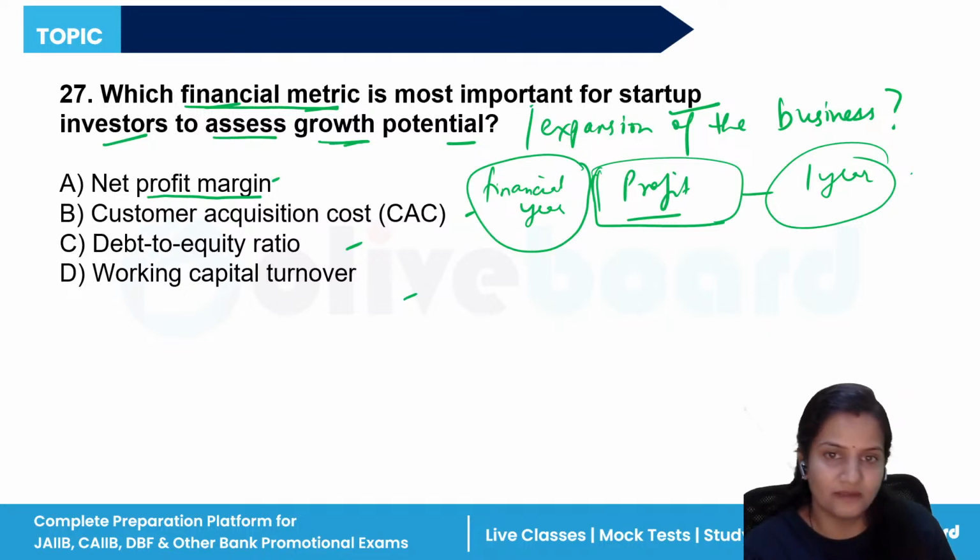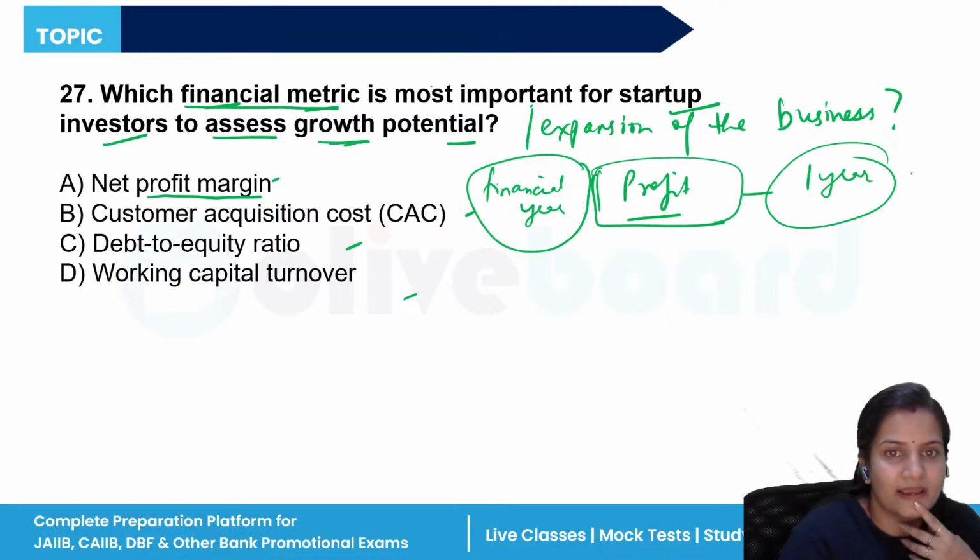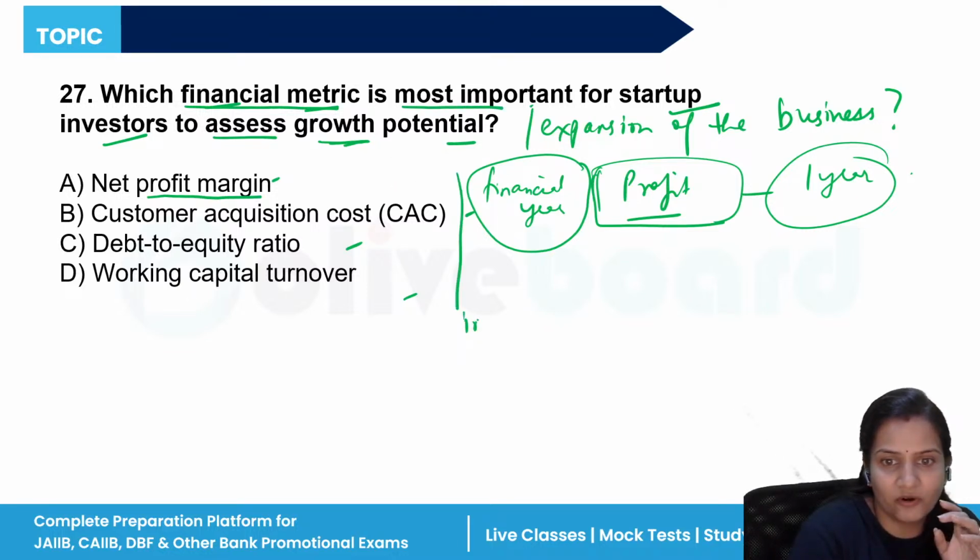Tell me, those who have said option A, I'm asking you one question. In the question, it is being asked the most important. It means there are many options that are important, but you have to find the most important. So the growth can be assessed after the end of the financial year.